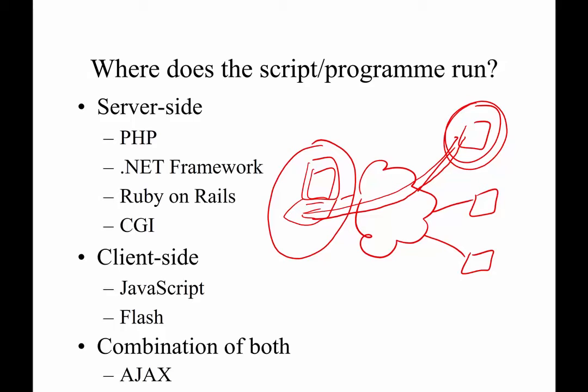So code running on my own machine can be very responsive, but code running on the server can be connected to databases. So each of them has their own advantages. And the best way is if we combine both worlds. Then we get something like Ajax. We can combine both. And I'll show you an example of a web page where we can combine both.